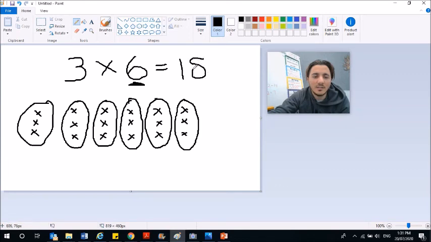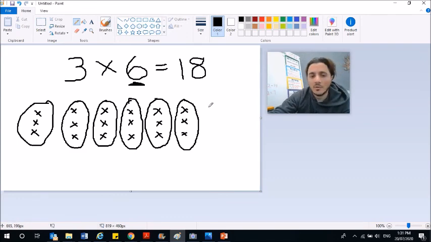Make sure that you count as best as you can. If you get a little bit stuck, you can try counting them by 1s again, but try your best to count by 3s if you can. All right, let's just confirm by counting by 1s. 1, 2, 3, 4, 5, 6, 7, 8, 9, 10, 11, 12, 13, 14, 15, 16, 17, 18.